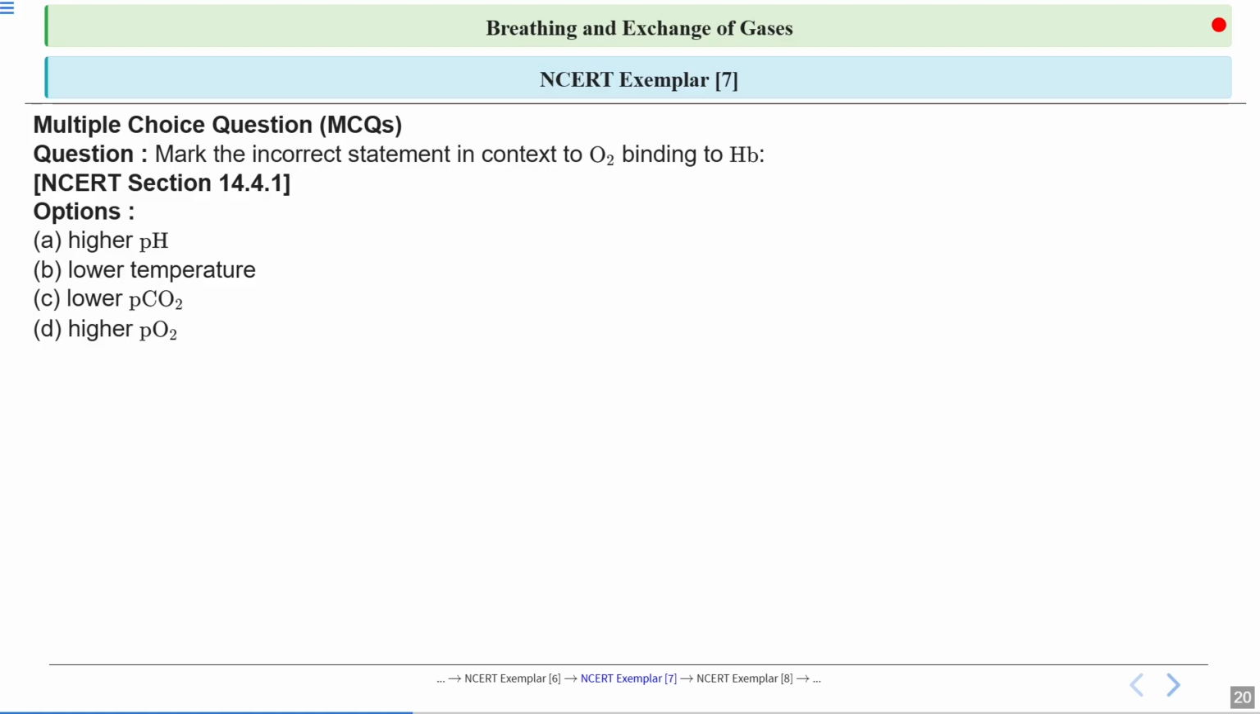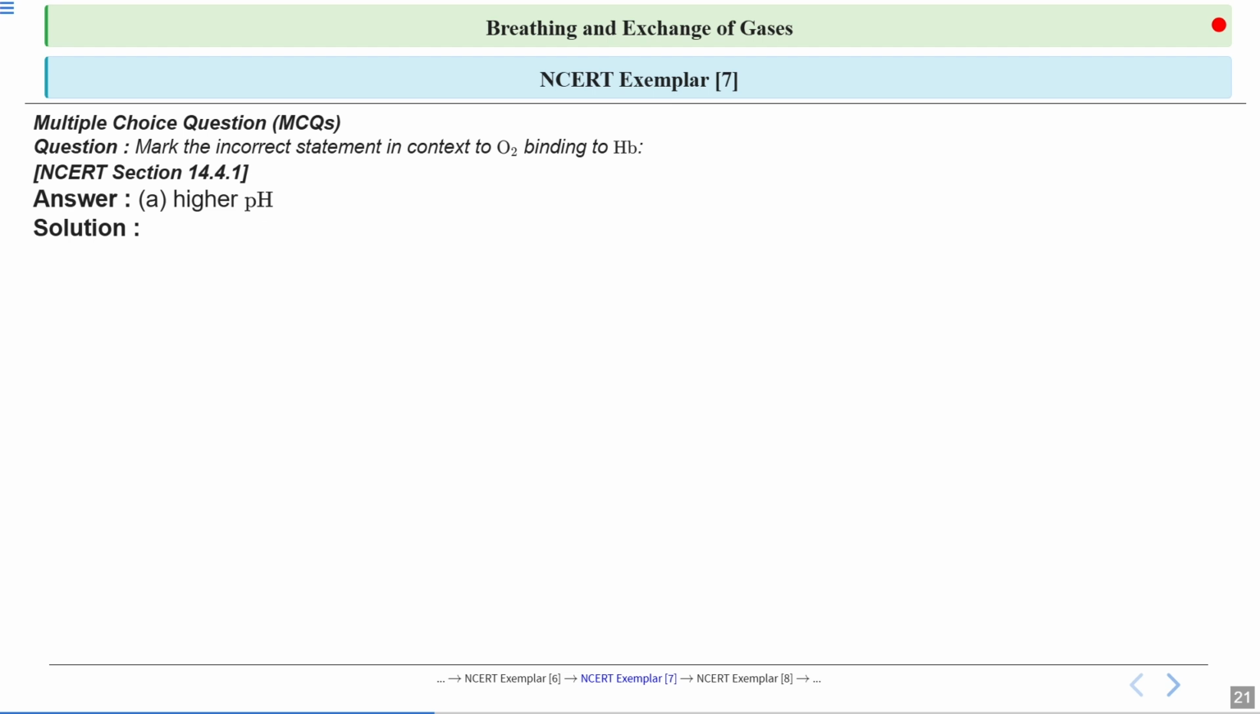Mark the incorrect statement in context to O2 binding to hemoglobin, when the oxygen is binding to the hemoglobin. This question is coming from the NCERT section 14.4.1. Let us see the options. A. Higher pH. B. Lower temperature. C. Lower partial pressure of carbon dioxide. And D. Higher partial pressure of oxygen. Let us see the answer of this question.